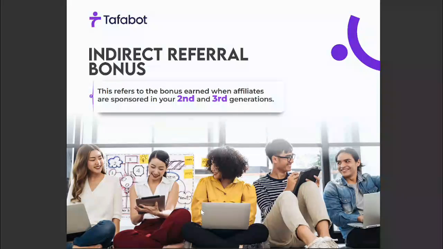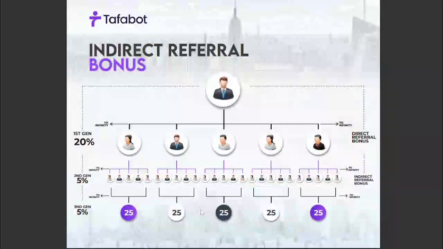Now let's look at the indirect referral bonus. This refers to the bonus earned when affiliates are sponsored in your second and third generations. So let's look at it. Now this is the diagram that represents this. This is you right here. You get in and then you refer your first generation. The ones that are directly below here, they are your first generation. So from your first generation, you earn 20%.